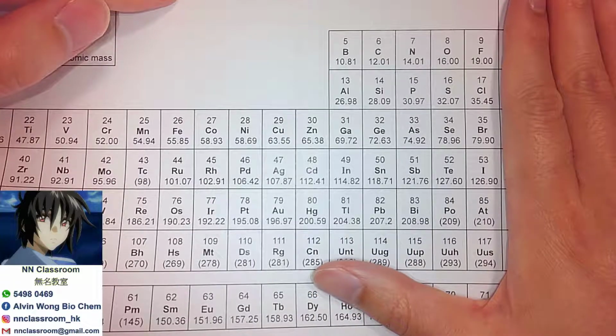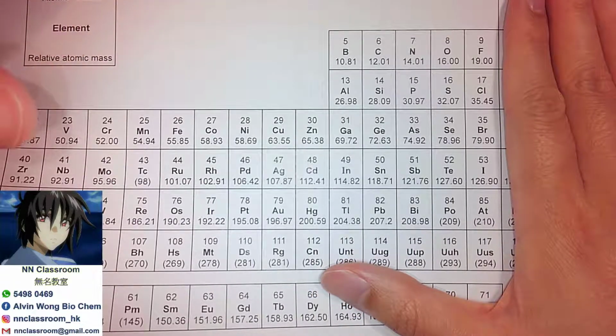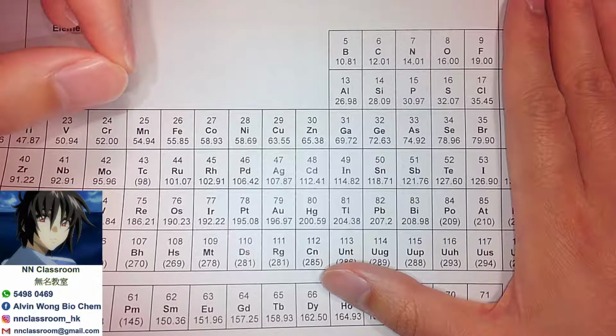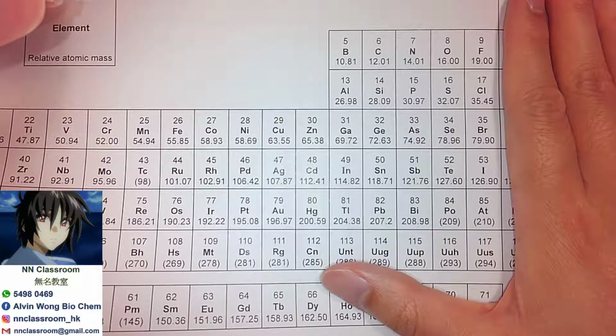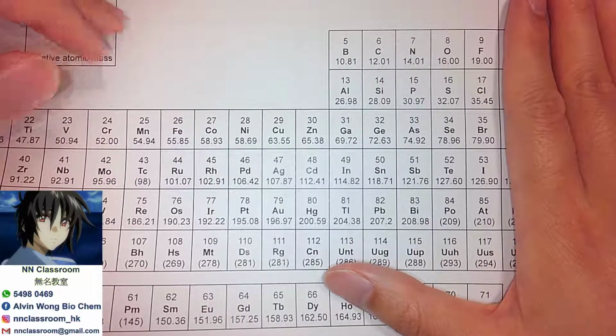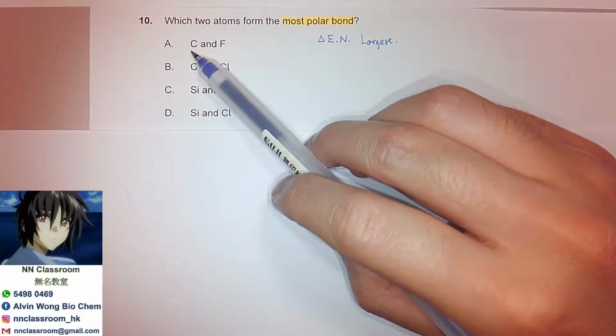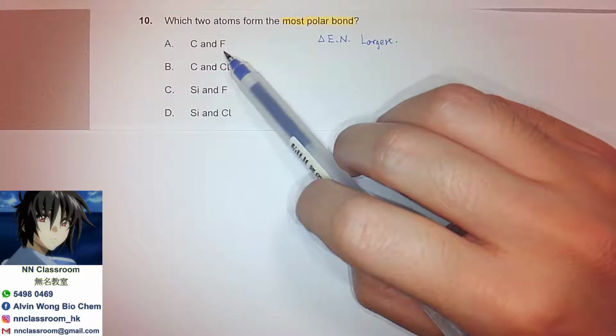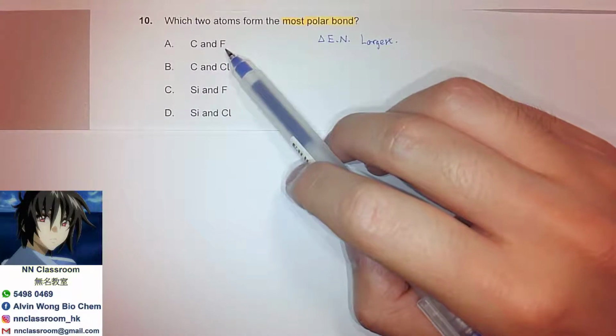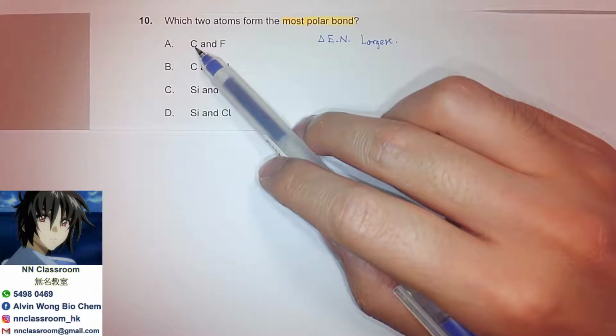So that's why if we are going to choose the most polar bond, we had better choose the largest separation between the two elements across the periodic table. The larger the separation, the higher the degree of polarity of the bond, right? So with this understanding in mind, we can easily observe the choices. The first one, C and F, seems like a really good choice because fluorine is a really high electronegativity element, while carbon is not so high, right?